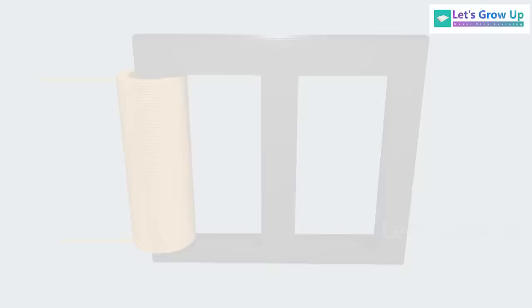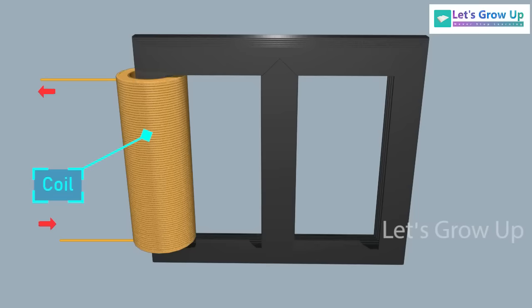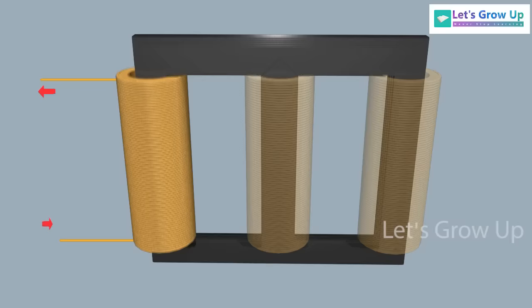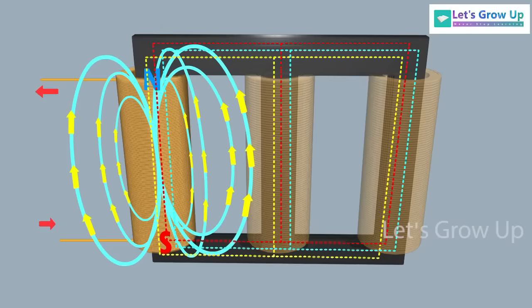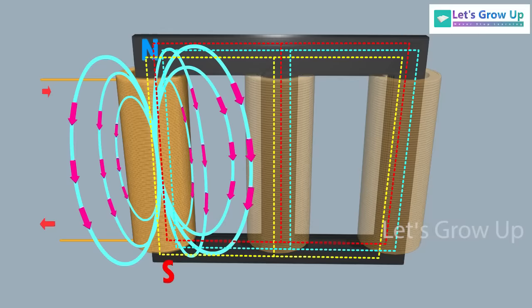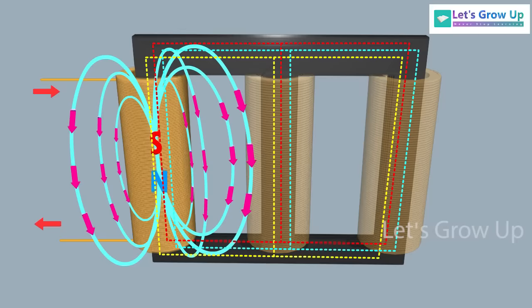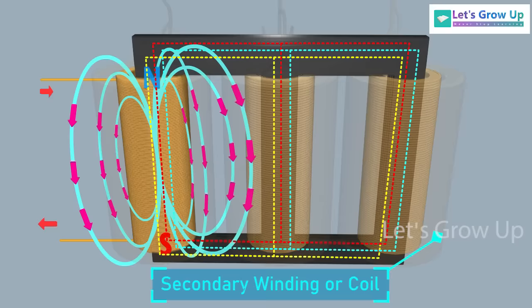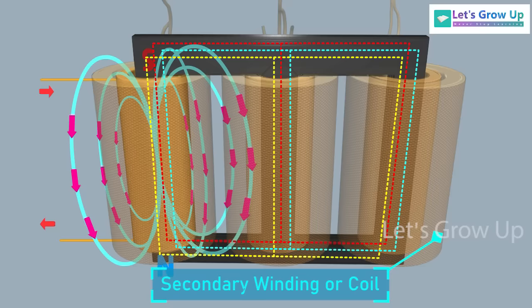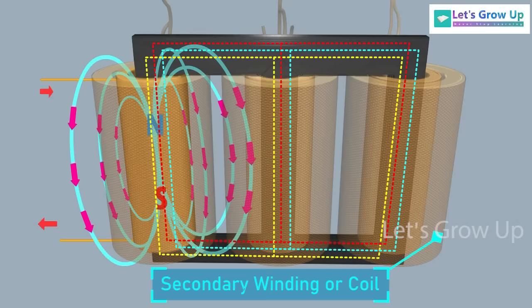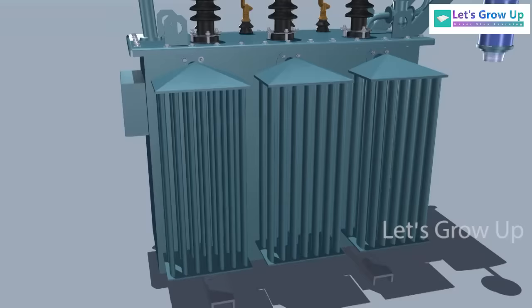When it is supplied by an alternating electrical source, the alternating current through the winding produces a continually changing and alternating flux surrounding it. If another winding is brought close to the first winding, some portion of this alternating flux will link with the second winding. As this flux is continually changing its amplitude and direction, there must be a changing flux linkage in the secondary winding or coil. According to Faraday's law of electromagnetic induction, there will be an EMF induced in the second winding. If the circuit of this secondary winding is closed, then a current will flow through it. This is the basic working principle of a transformer.